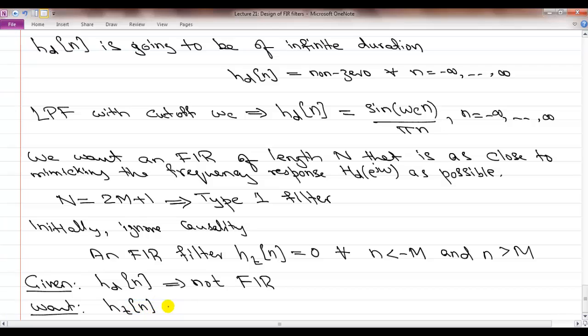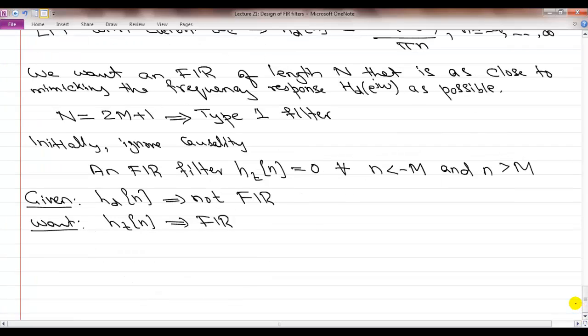HTN, which is FIR. The question is, what should be the relationship between HTN and HDN? The relationship should be based upon their frequency response, because at the end of the day, what we want is that our FIR filter has a frequency response which is as close to the ideal frequency response as possible.